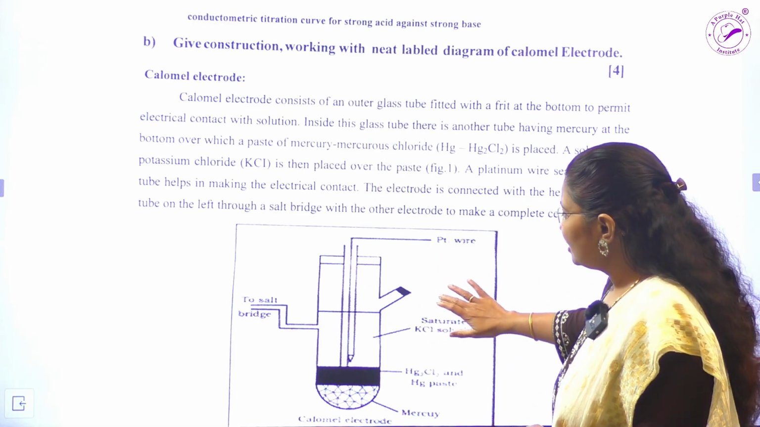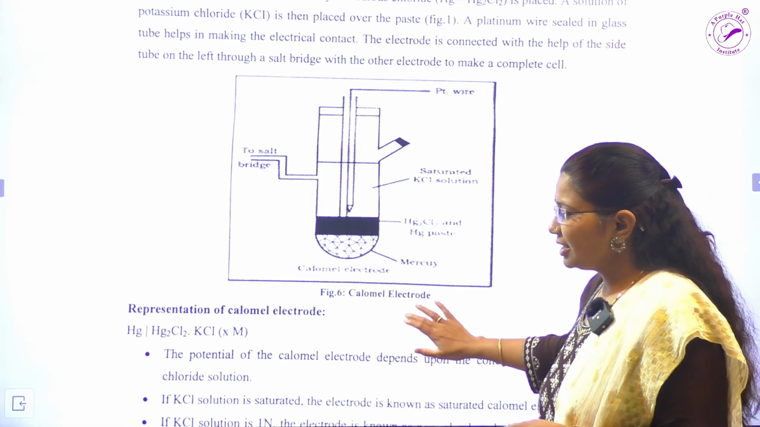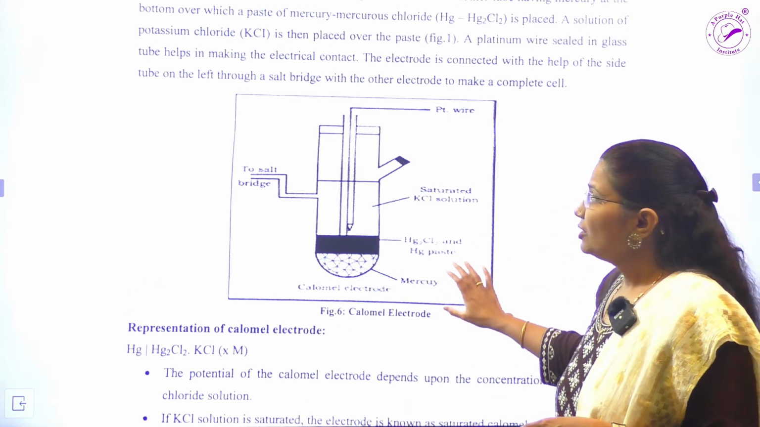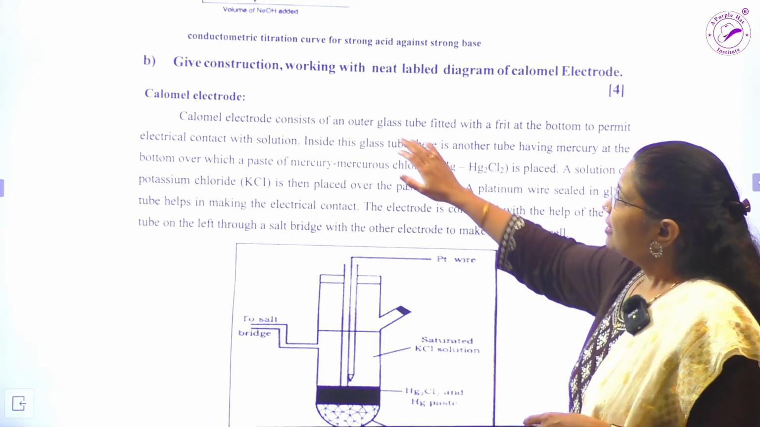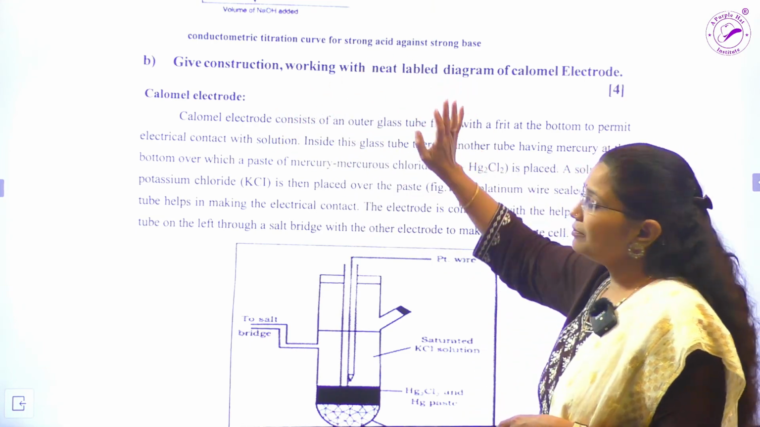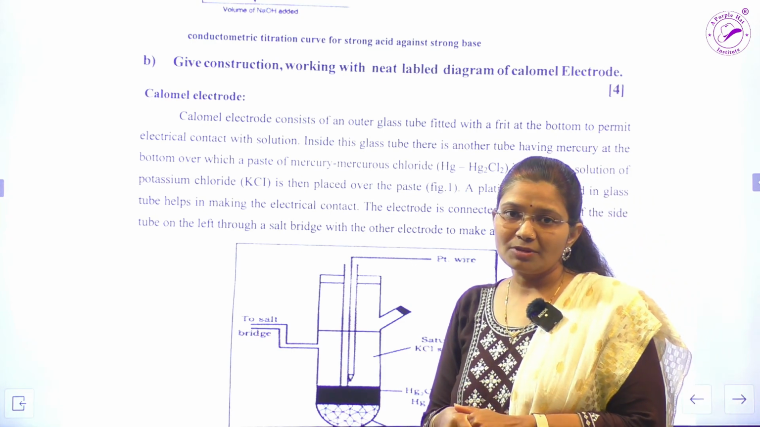But in the case of the glass electrode, its working points are very few. Here the working points are more. So you can distribute it like this: construction for 1 mark, working for 2 marks, and diagram for 1 mark. So a total of 4 marks.